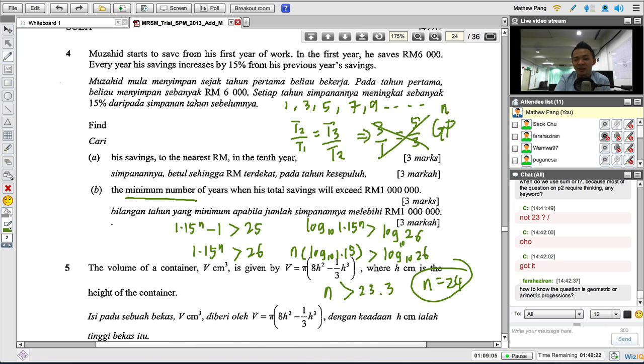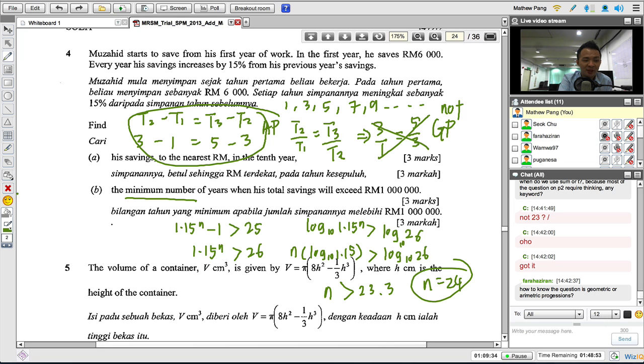It's not GP. Alright, if AP, the formula is something like this. The second term minus the first term will be the same as the third term minus the second term. So let's see. The second term is 3 minus the first term 1. Is it equal to the third term, 5, minus the second term, 3? 3 minus 1 is 2. 5 minus 3 is 2. So both are equal, right? So this is AP. Alright, this is how we decide AP or GP.